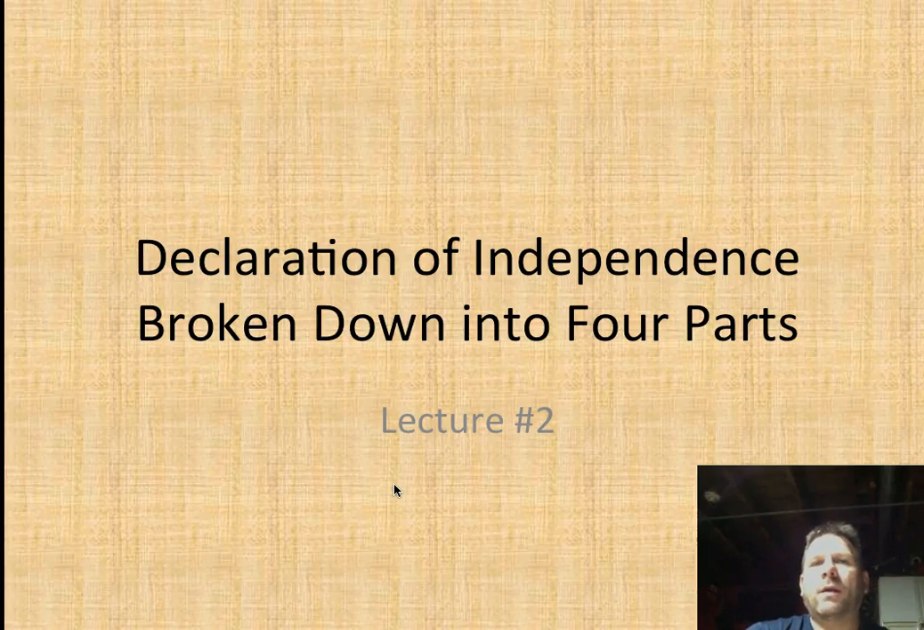Tonight we're going to be talking about the Declaration of Independence once again. It's a unit we started last week, about the middle of the week, and today I want to talk about how the Declaration of Independence is broken down into four distinct parts. We've talked about this in class before, but this is kind of like a refresher, and I hope you get a lot out of this video here.